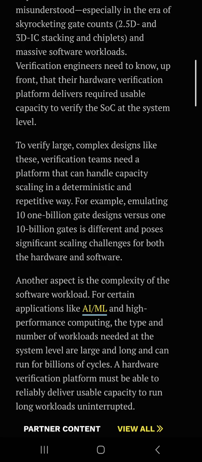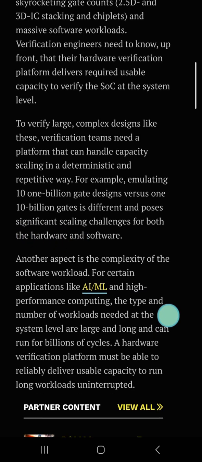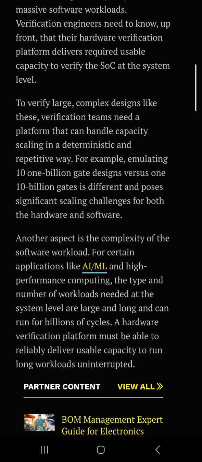To verify large and complex designs like these, verification needs a platform that can handle capacity scaling in a deterministic and repeatable way. For example, emulating a 1 billion gate count design versus 10 billion gates is different, and presents significant scaling challenges on both the software and hardware side. The other aspect is the complexity of the software workload.